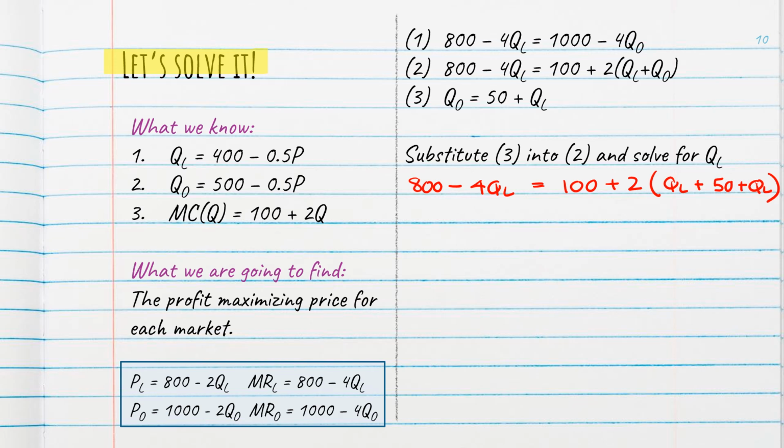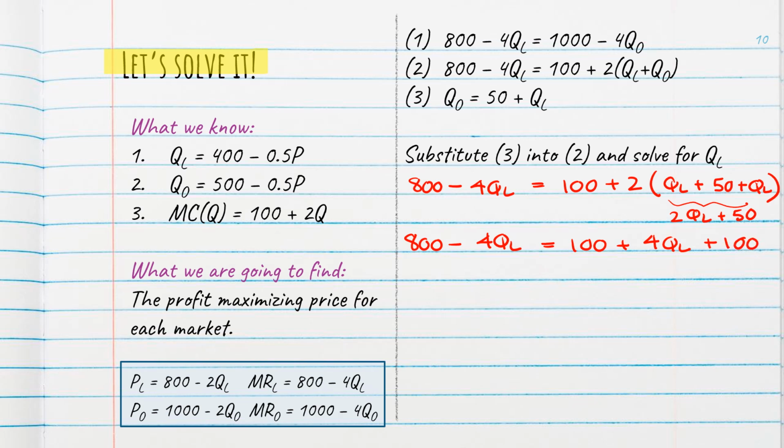Now we can simplify a little bit. Notice in here, this is 2QL plus 50. Then we can rewrite what we have. 800 minus 4QL is equal to 100 plus 2 times 2QL is 4QL. 2 times 50 is 100.